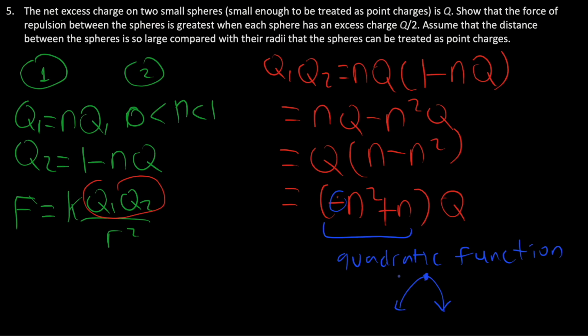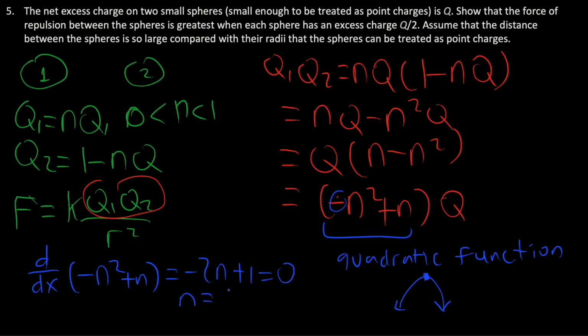For those of you who have learned calculus, you know here it has a slope of 0. So the derivative is going to be equal to 0. So you take the derivative, which is equal to negative 2n plus 1 is equal to 0. So n is going to be equal to a half, right? So n is a half. Then we know q1 is equal to q2 is equal to nq, which is q over 2. So this is why q over 2 is the correct answer.